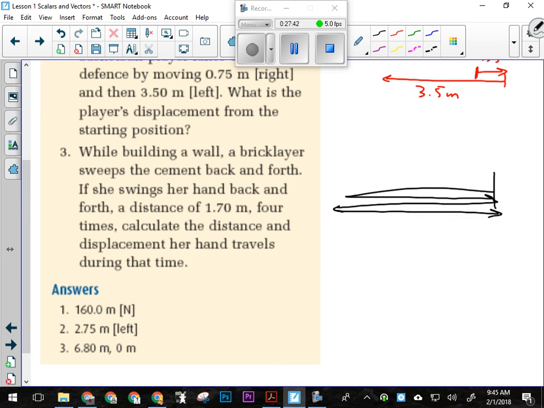What's her displacement? 0. She ends up back where she started. But her total distance traveled is going to be 4 times 1.70 meters, because distance doesn't care whether you go back and forth and end up back where you started. It just cares how far you went. So that's why it's 6.8 meters for distance and 0 meters for the displacement. All right, questions on any of those?